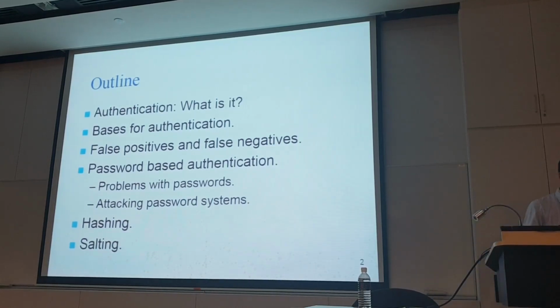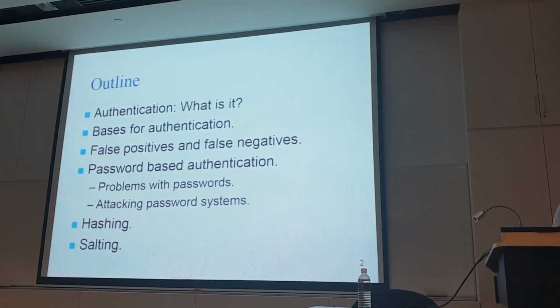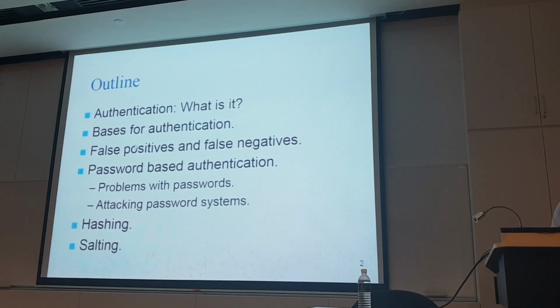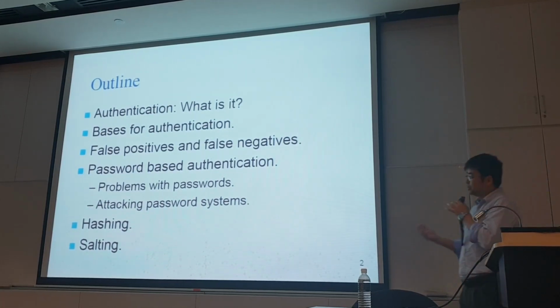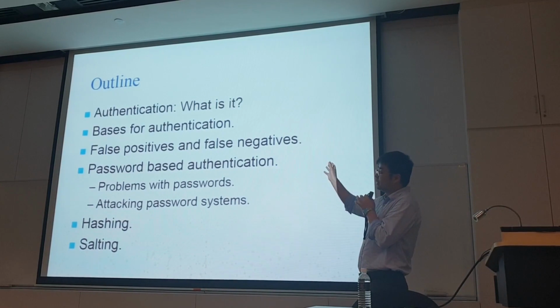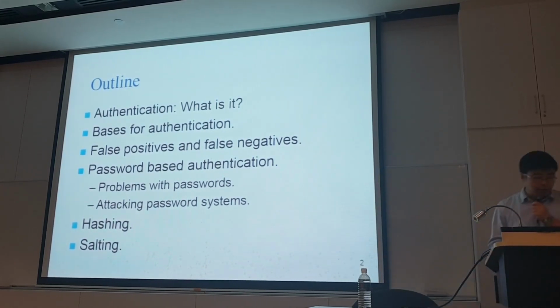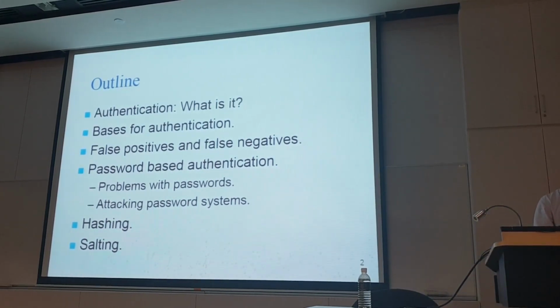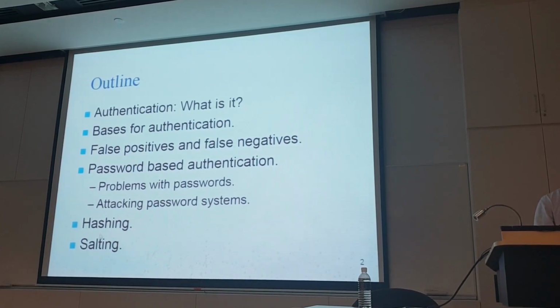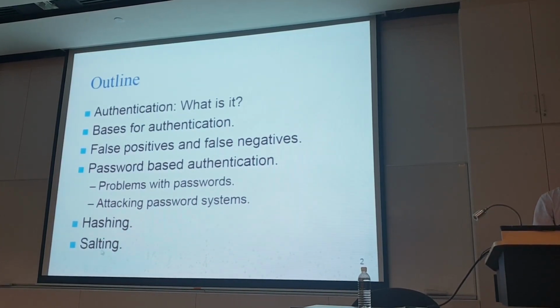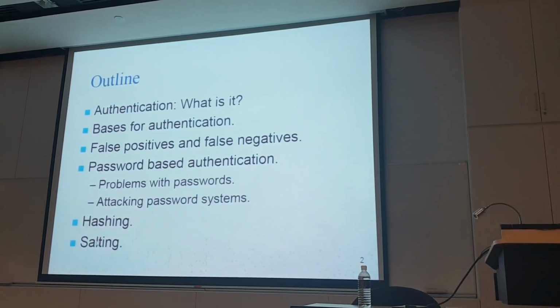The security properties of hash functions are related to these concepts like false positive and false negative. So later we will see why, for example, the one-wayness, or so-called pre-image resistance, and also the collision resistance can be related to false positive and false negative. And then, besides the hashing, sometimes we will also do the so-called salting. This is another technique used by the Unix system to store the user password.